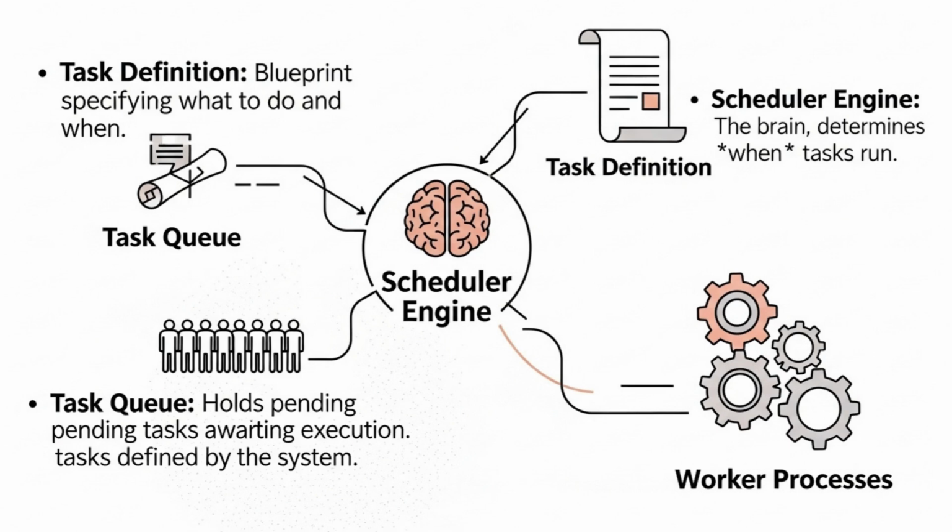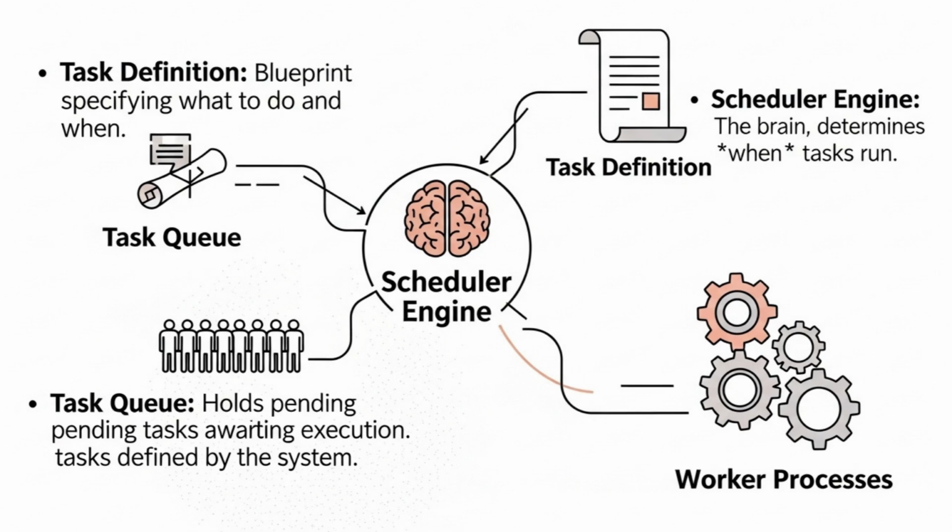First up, we have the task definition. Think of this as the blueprint or recipe for a task. It specifies what needs to be done, for instance, run this Python script, and when it should happen, such as every day at 3 a.m. This definition is stored and referenced by the system.